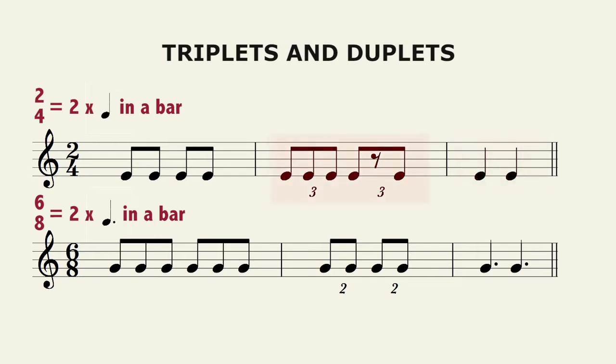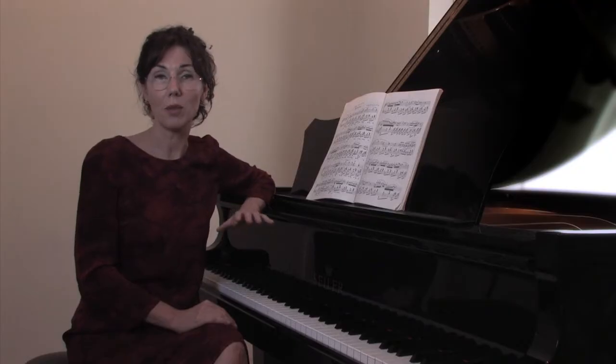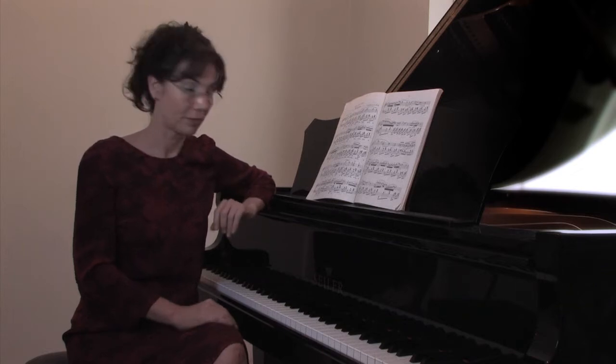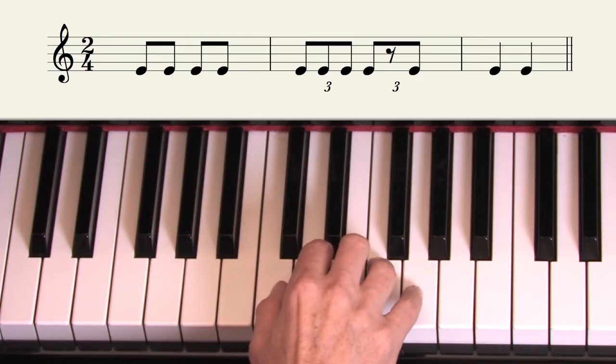A triplet is indicated by the number 3, either over or below 3 notes. That number 3 can be on its own, it can be in a bracket, or it can be in a curve. Let's look at this example of triplets in a time signature of 2 crotchet beats in a bar. 1, 2.